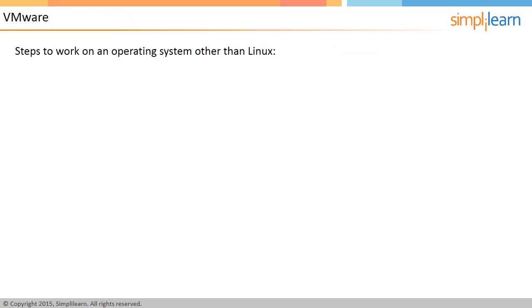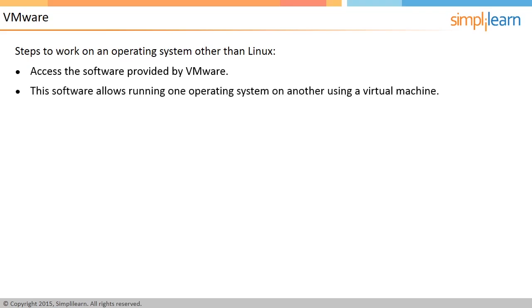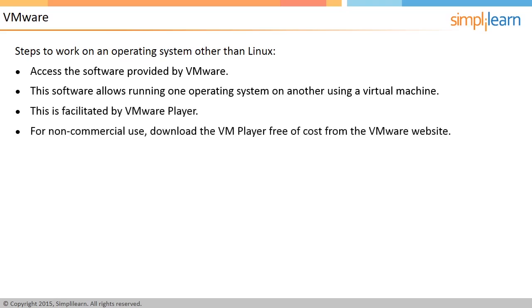In a later lesson, you will learn to install Cassandra on a Ubuntu Linux system. However, if you need to work on an operating system other than Linux, you can access the software provided by VMware. This software allows running one operating system on another using a virtual machine. This is facilitated by VMware Player. For non-commercial use, VM Player can be downloaded and used free of cost from the VMware website.